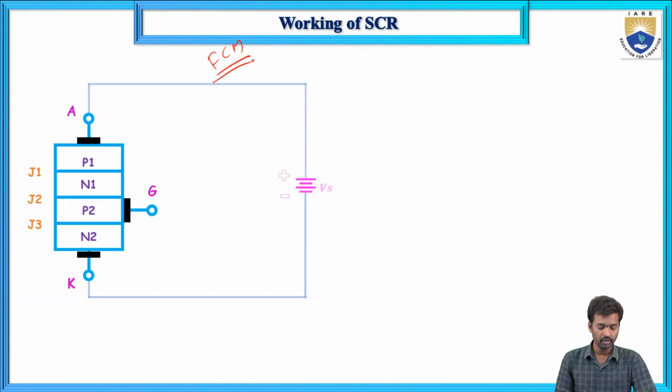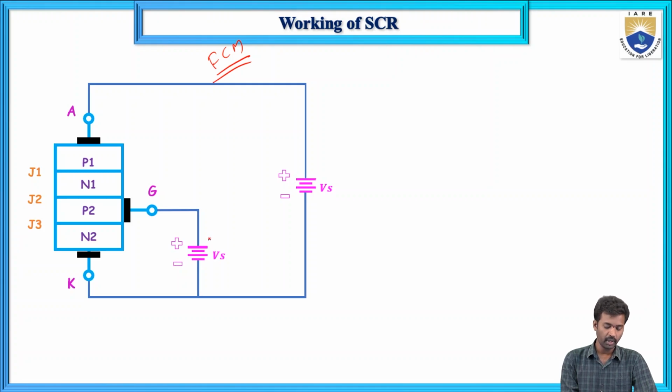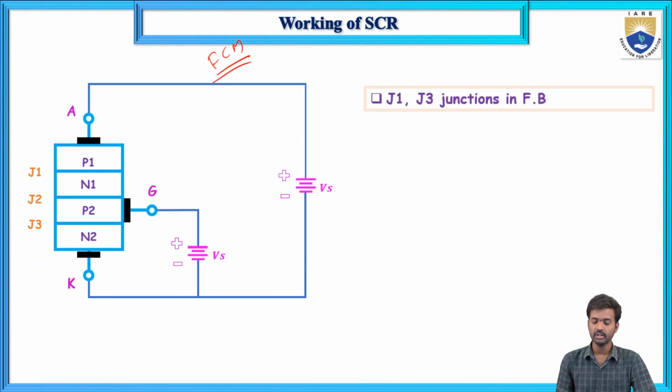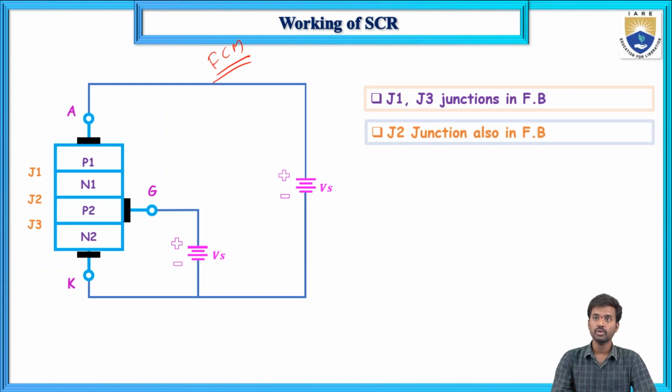So when the SCR is in forward bias condition, I will give the positive gate supply to this gate and negative to the cathode. In this case also, the J1 and J3 junctions are in forward bias, and the J2 junction is in reverse bias in the forward blocking mode.